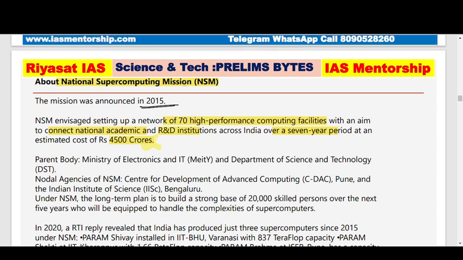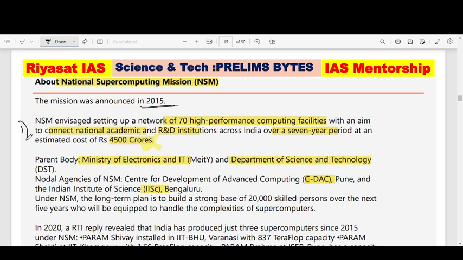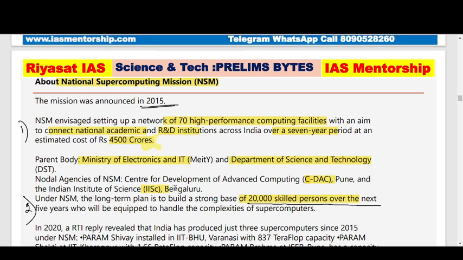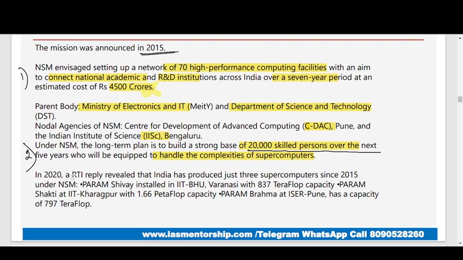Which is the parent body implementing this mission? Ministry of Electronics and IT and Department of Science and Technology under the Ministry of Science and Technology. Here are some nodal agencies also: CDAC, IISc. Okay. The second aim is to have a strong base of 20,000 skilled persons, and we need to skill all those 20,000 persons so that they can operate supercomputers and handle any complexities of it. Clear? Okay.